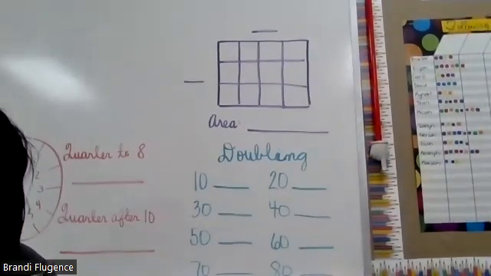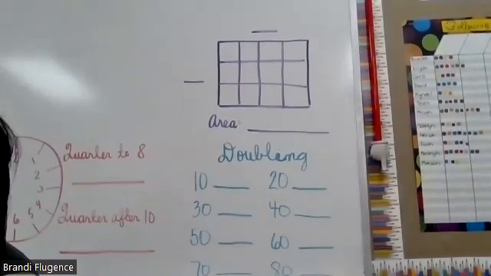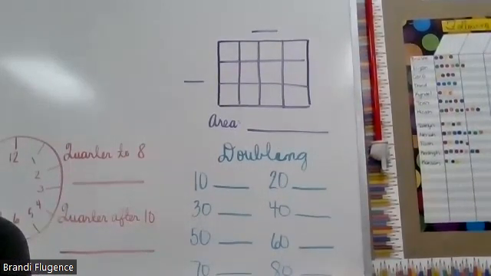4 times 0 equals... What? It went mute. 4 times 0 equals 0. Yes? I'm in here. Okay, 3 times 2 equals 6. 5 times 5 equals 25. All right, good. I just want to cover those.